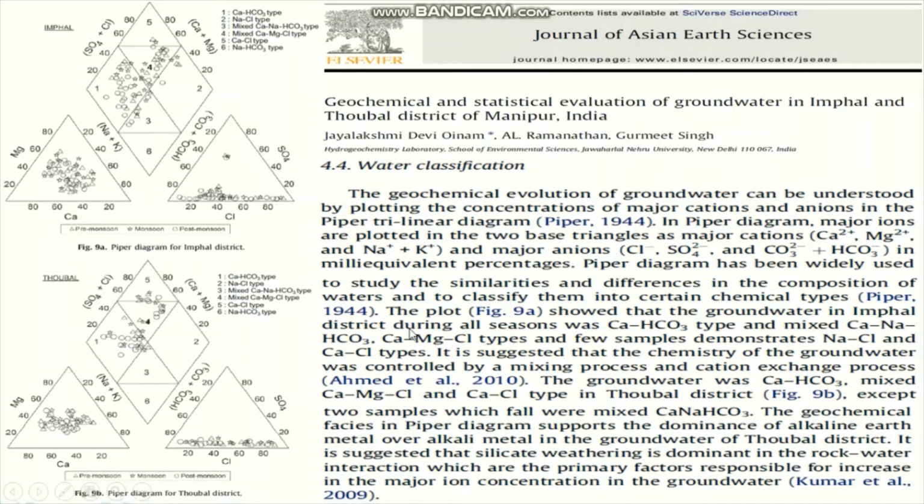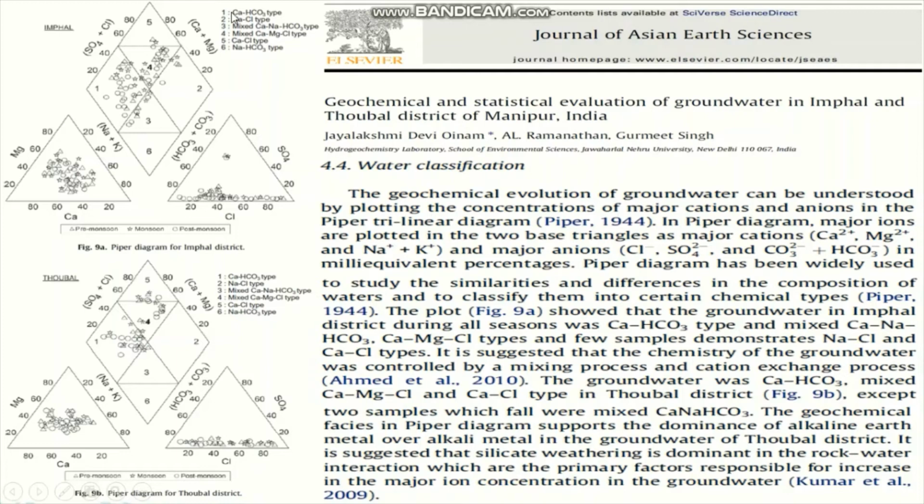After that, they have explained the plot, which showed that the groundwater in Imphal district during all seasons was CaHCO3 type and mixed CaNaHCO3 type, CaMgCl type, and a few samples demonstrated NaCl and CaCl types. So it is suggested that the chemistry of the groundwater was controlled by mixing process and cation exchange process. Now, in Imphal district all seasons was CaHCO3 type.